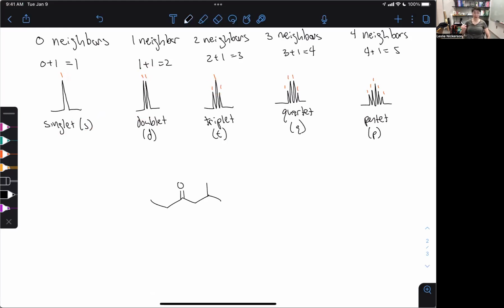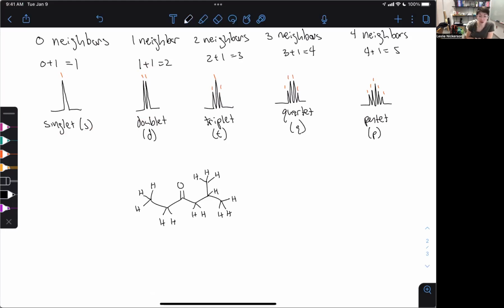Okay, so let's look at this compound. First thing I'm going to do is draw in all the H's. And then we need to figure out how many peaks we're going to have, how many environments. If you're struggling with identifying planes of symmetry, use your model kit. Your model kit's still going to be your best friend for this. It's going to help a lot, I promise.